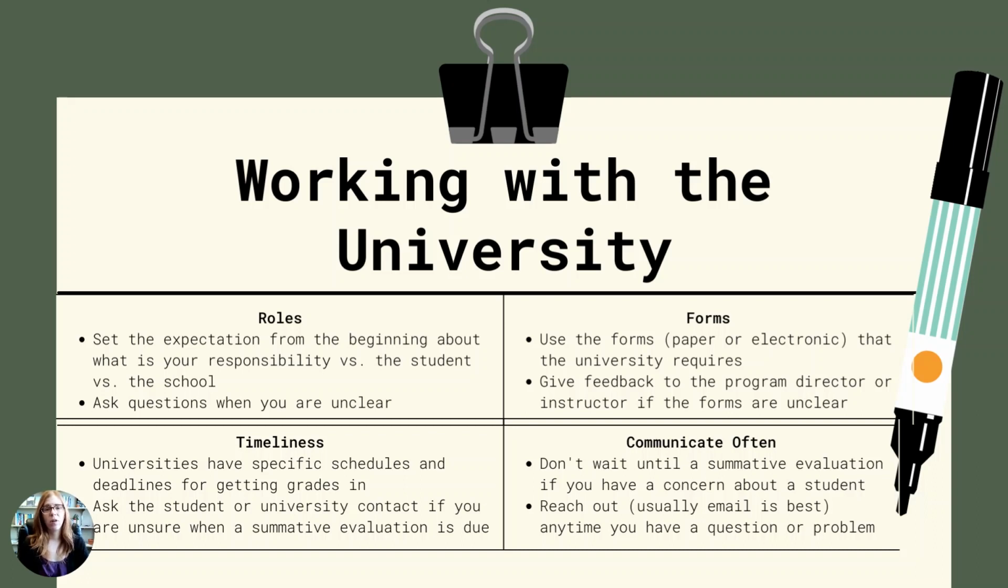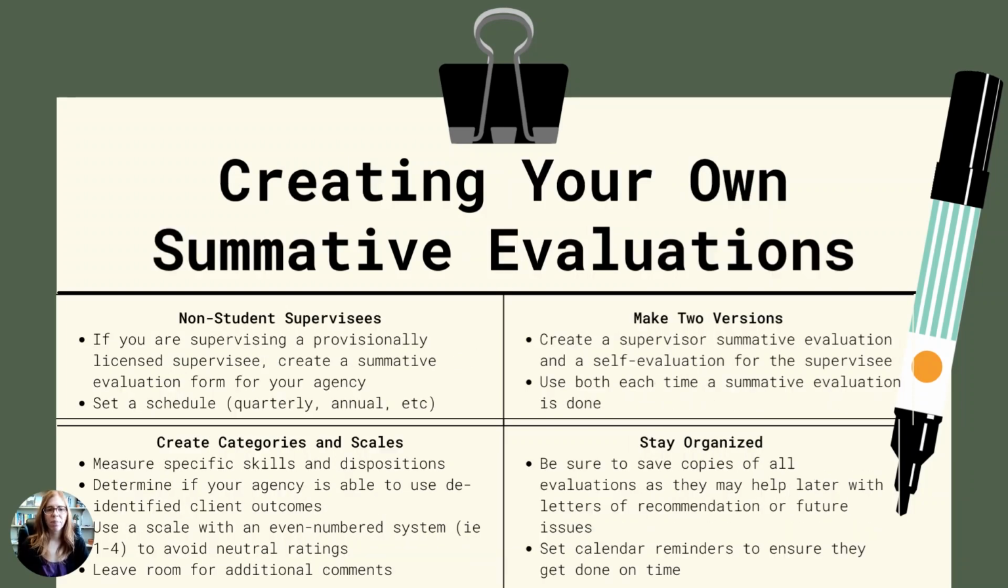Communicate often. We do not want to get a summative evaluation where there are concerns about the student that have never been communicated prior to that. So again, we have that open line of communication. It's important for you to reach out if you have a concern about a student, and email is usually the best way to do that.